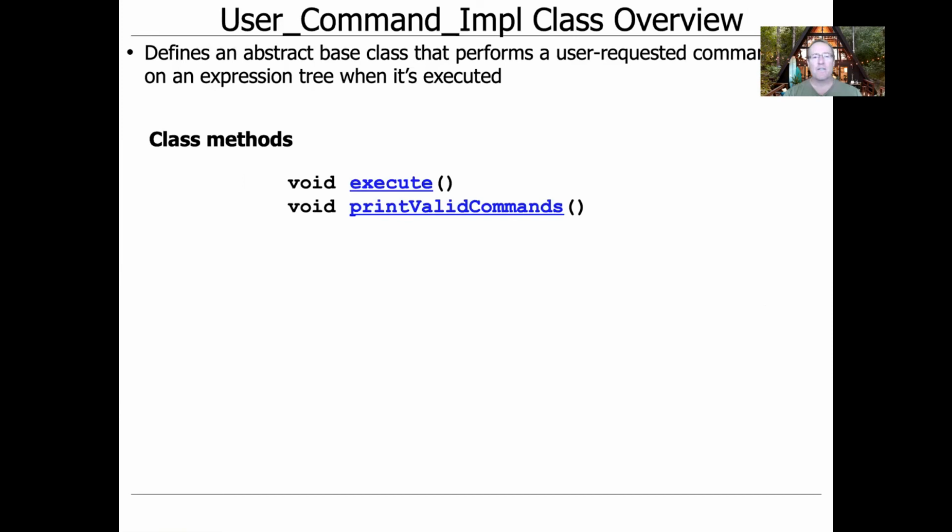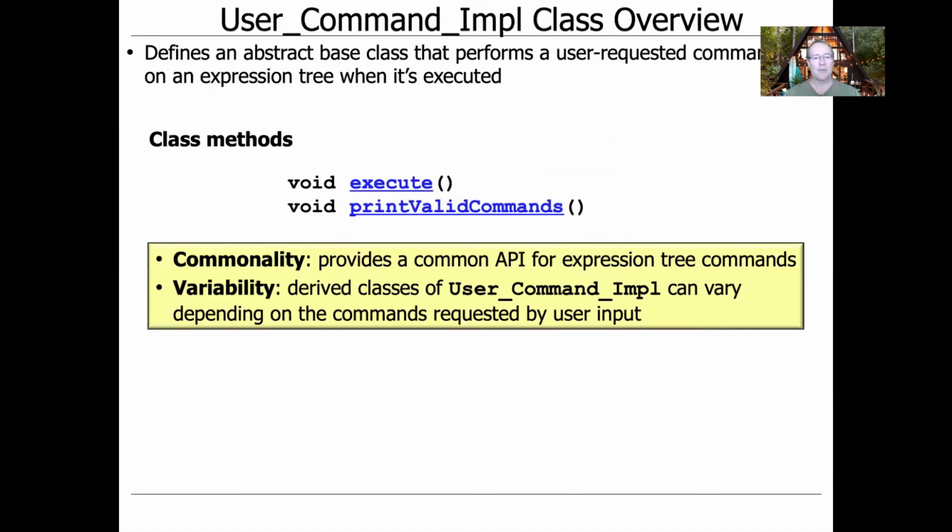So how do we do this? We're going to define an abstract base class called user command impl, and it's going to define a couple of methods, execute and print valid commands. The most important method here for the purposes of the pattern is the execute method. And the execute method basically will do whatever the subclass or the derived class of user command impl wants to be done. So that's going to be subclass specific. And then print valid commands will be used to indicate what commands are valid at a given step. And that uses the state pattern, as we'll talk about later.